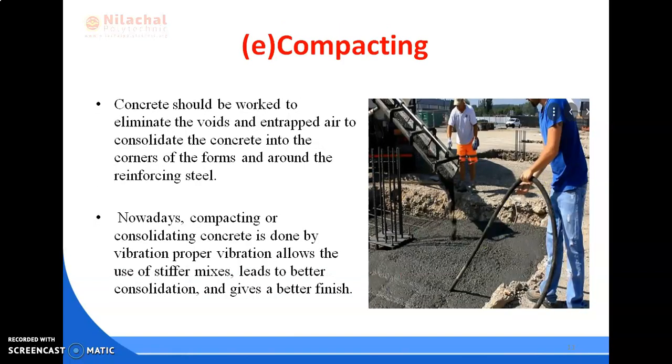Next is compacting. Concrete should be worked to eliminate the voids and entrapped air, and to consolidate the concrete into the corners of the forms and around the reinforcing steel. Nowadays compacting or consolidating concrete is done by vibrating. Proper vibration allows the use of stiffer mixes, as shown in the figure, leads to better consolidation and gives a better finish, and obviously as a result we will get good concrete.